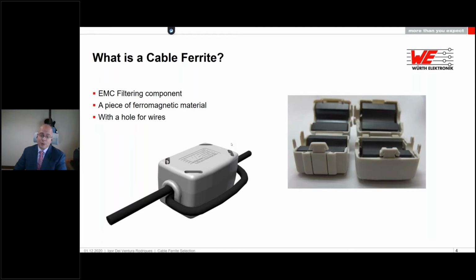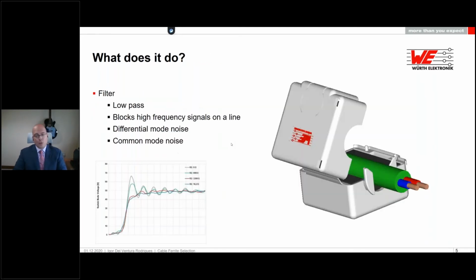And it's an EMC filtering component. And what does it do? Basically, it will act as a low pass filter. So it will block any high frequency signals that you will have on your line, and you can utilize it both as a differential mode noise filter or a common mode noise filter.